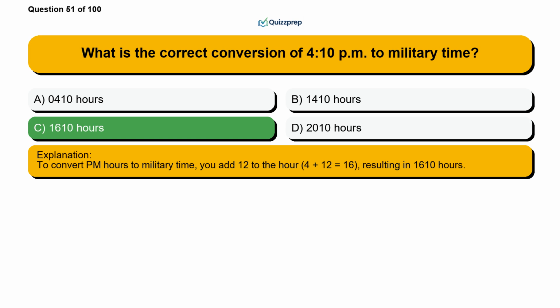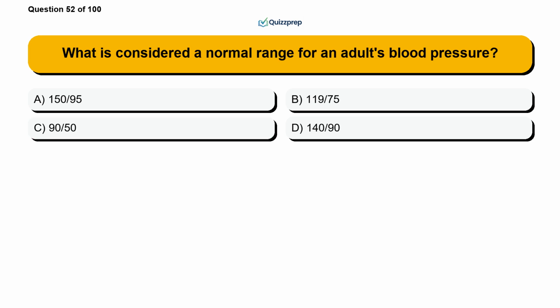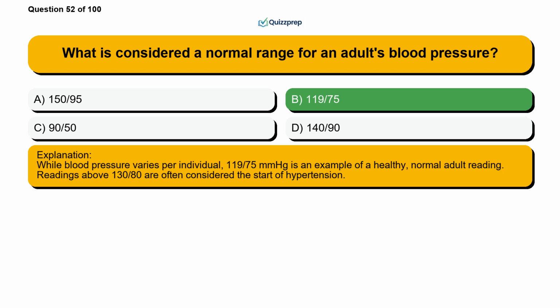1610 hours. Question 52. What is considered a normal range for an adult's blood pressure? Option A, 150/95. Option B, 119/75. Option C, 90/50. Option D, 140/90. The correct answer is option B, 119/75. While blood pressure varies per individual, 119/75 mmHg is an example of a healthy, normal adult reading. Readings above 130/80 are often considered the start of hypertension.